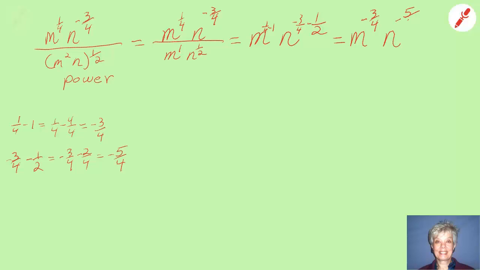Both of these powers, both of these exponents are negative, so they're both going down to the denominator. Here's the fraction bar. The denominator is below it. In the denominator, I'll have M to the 3/4 power, positive, N to the positive 5/4, with a 1 on the top of the fraction. And there's my answer.